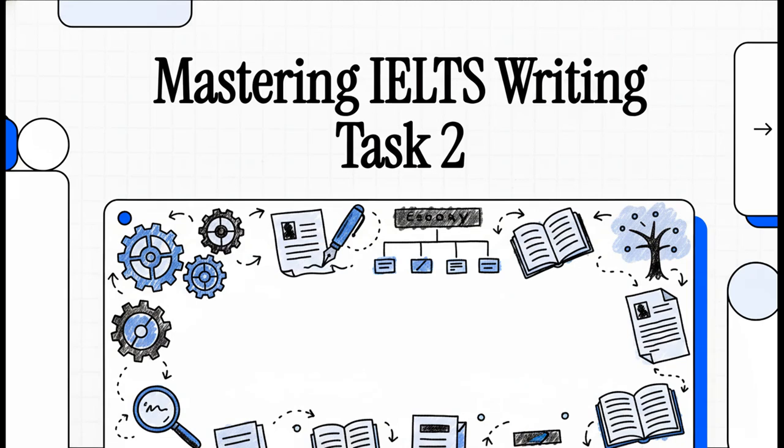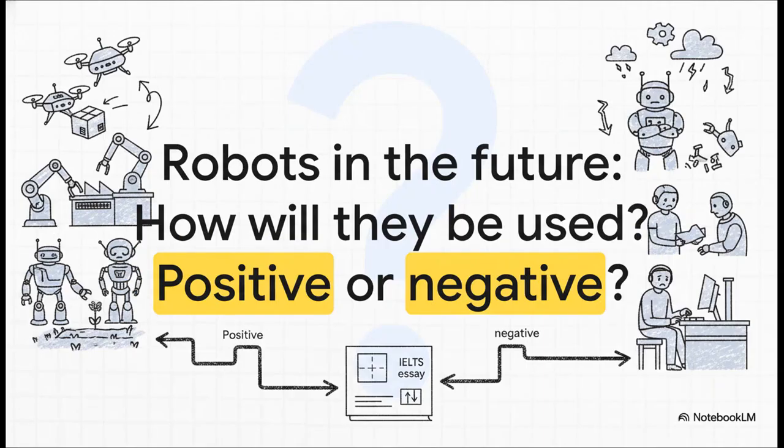All right, today we're going to tackle what is, for a lot of people, one of the trickiest parts of the IELTS exam, writing task 2. We're going to do it by breaking down a fantastic, high-scoring essay step by step to give you a clear blueprint for your own success. Let's jump right in. So let's take a look at a real task 2 question.